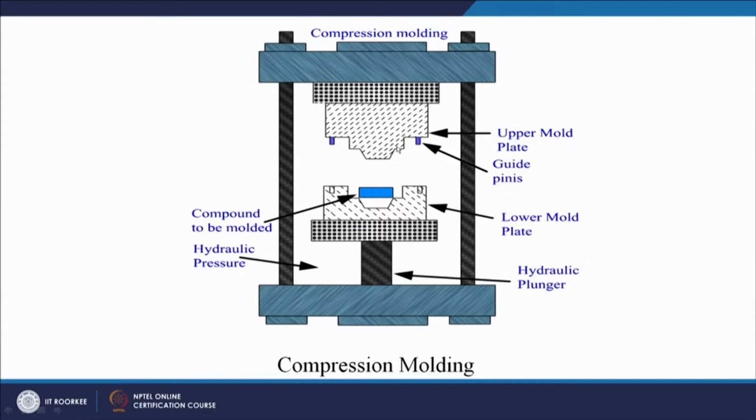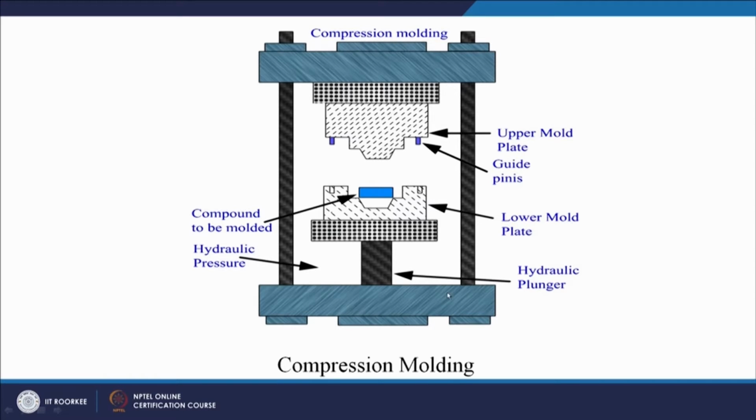So you can see this is the movable upper mold plate. These are the guide pins. The guide pins will help us in the exact engagement of the two halves of the mold, the top half and the bottom half of the mold, and we can just bring this down. This is a hydraulic plunger. This will move down and will close the mold, and this particular plate or the raw material will take the shape of the mold, and finally we will get our product.